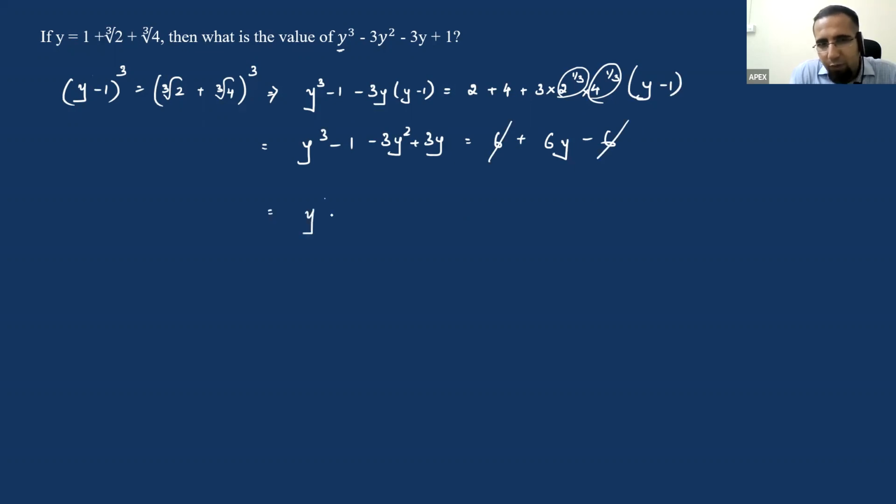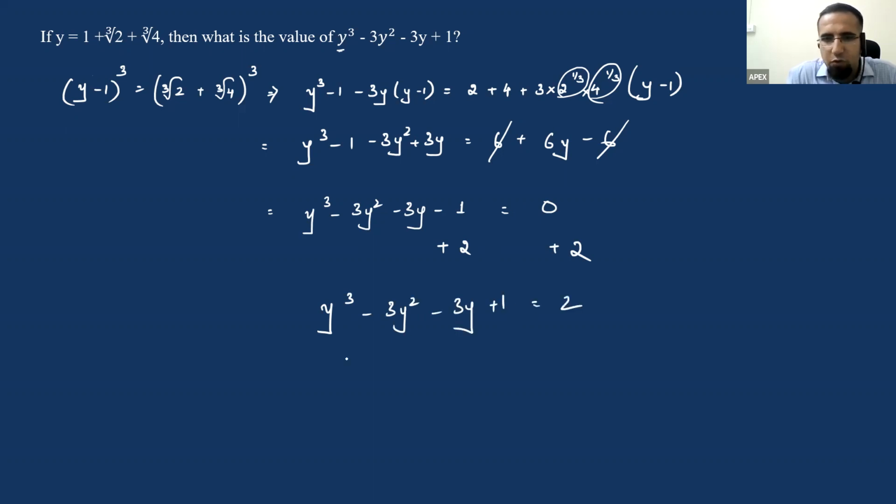So what do I get? I get y cube minus 3y square. And then I get minus 3y. But I have a minus 1 is equal to 0. And the question is asking you plus 1. So from minus 1, if I want to move down to plus 1, I'm adding 2 to my left hand side. And therefore, I add 2 to my right hand side. So our final value here becomes y cube minus 3y square minus 3y plus 1 should be equal to 2. And that is going to be your answer. Clear, guys? Let's move to the next question.